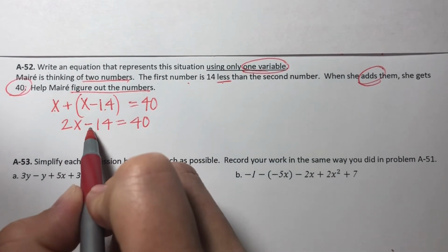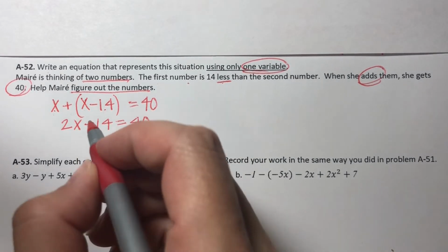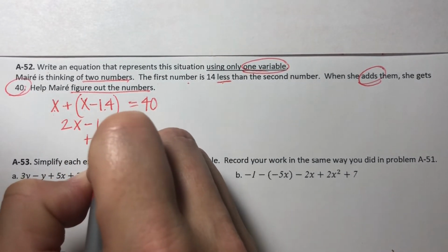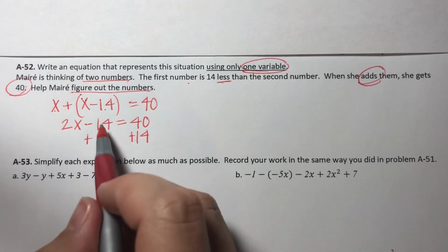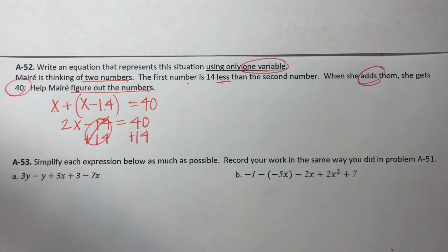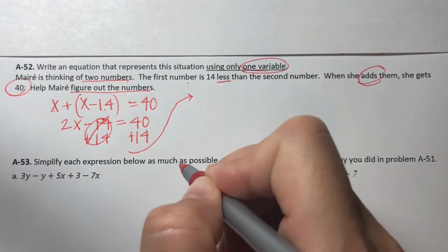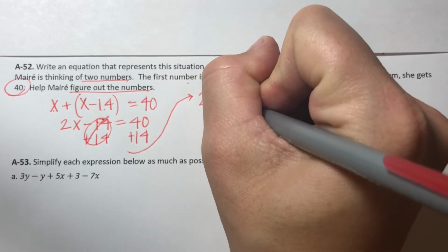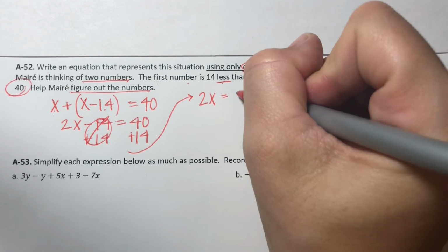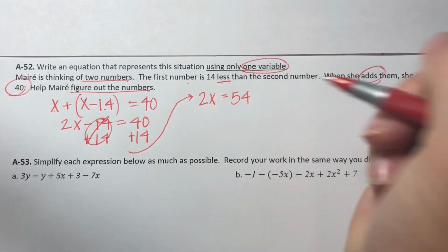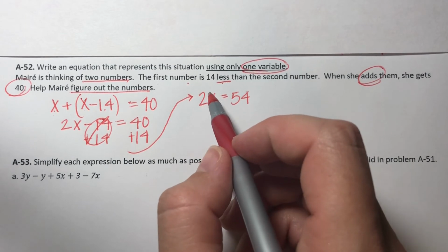So in order to move this negative 14 over here, think of it like algebra tiles. I would have to add 14 positive tiles to both sides in order to make this right here a zero pair. So when we do that, continue our work over here, we end up with 2x equals 40 plus 14, 54. We're still not done. We still need this x to be by itself.